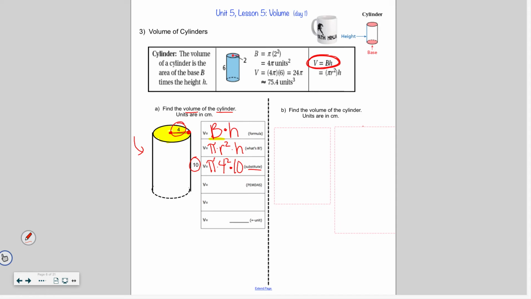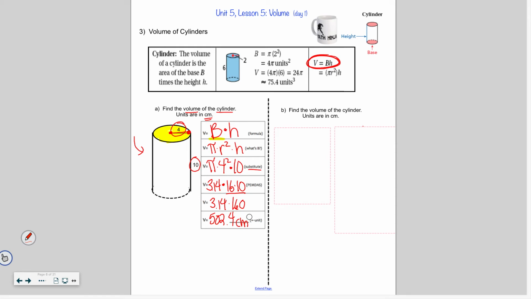And now it's just some PEMDAS. 3.14 times 4 times 4 is 16, times 10. Okay, it's okay to pop over and grab a calculator at this point. Remember, you can do any multiplication in any order. 16 times 10 is just 160. So I'm going to do 160 times 3.14. Okay, and that gives me 502.4.